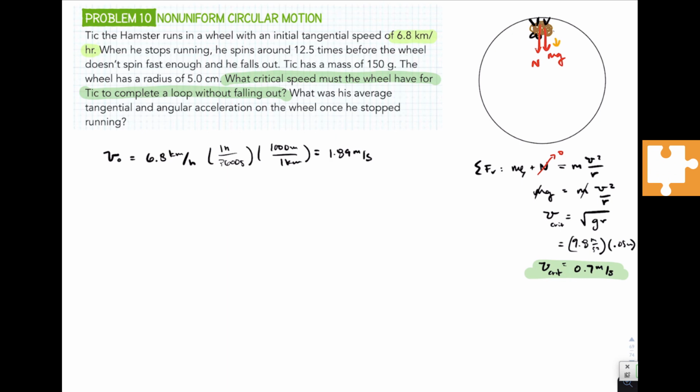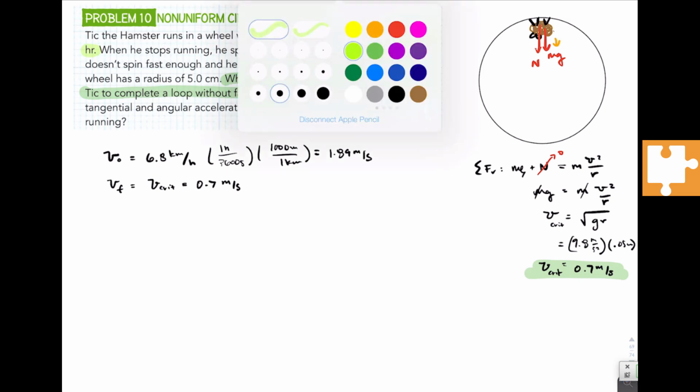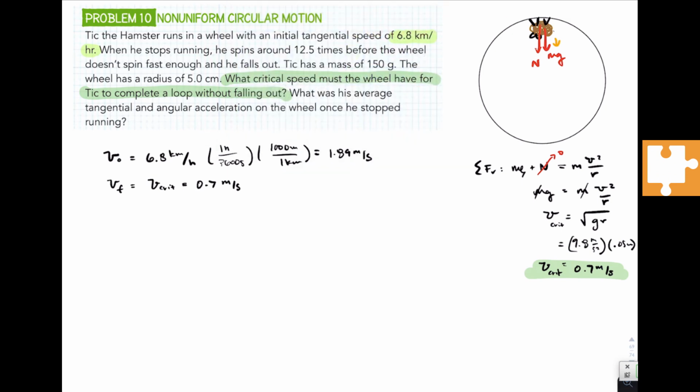That's at 6.8 kilometers per hour or 1.89 meters per second. And then the end of our problem is when he falls out of the wheel, and we know what speed that happens at, okay? So our final speed is the same as v critical, which is 0.7 meters per second, okay? So we also know that he spins around 12 and a half times. What does that tell us in terms of kinematics?